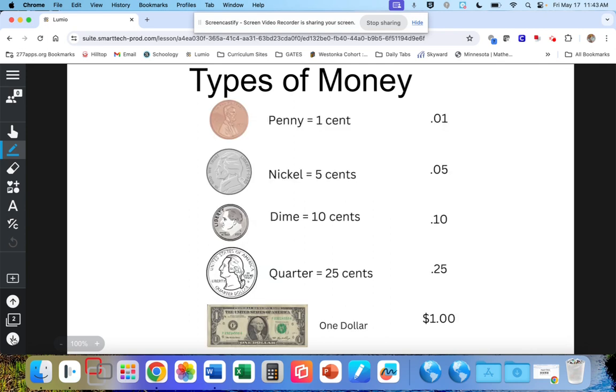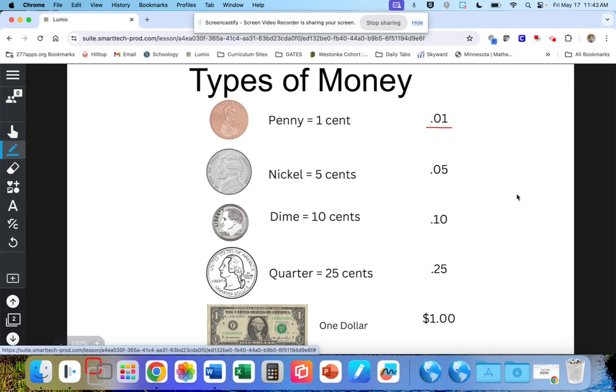The first coin you see there is a penny, it's 1 cent. If we wanted to write it in decimal form, it would look like this: 0.01, because we need 100 pennies to make a dollar. So that one is in the hundredths place value.